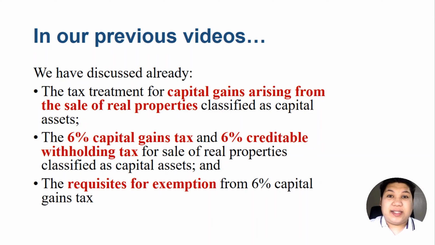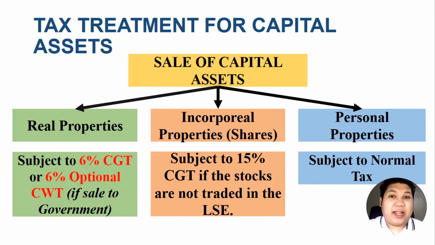So this is the concept map about the sale of capital assets. So the capital asset may be a real property or incorporeal property or a personal property. When we say real property, these are immovable. These are assets or properties which are permanently attached to land, such as the house or the land itself. We know that the real properties which are classified as capital assets are subject to 6% CGT or 6% CWT optional to the seller taxpayer.